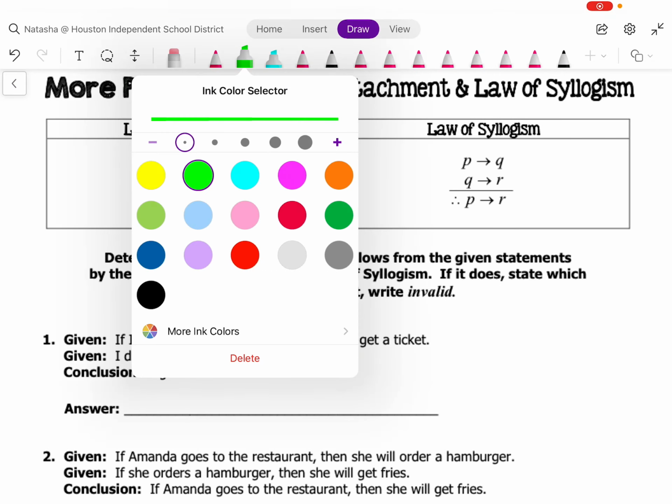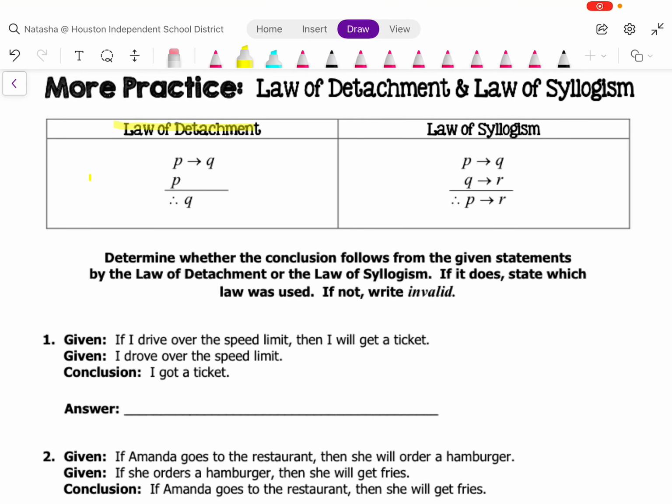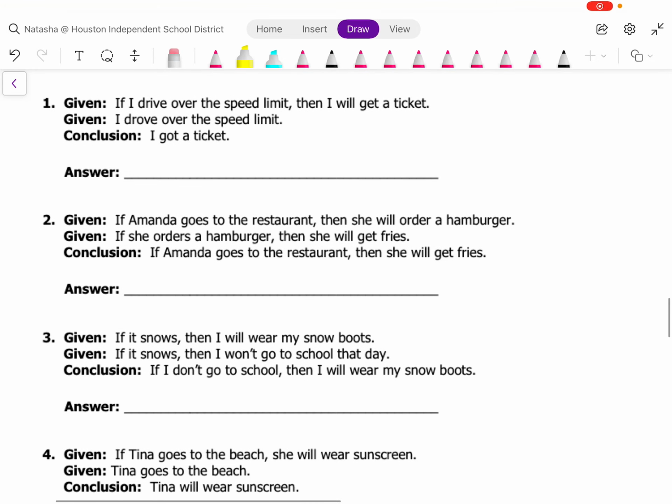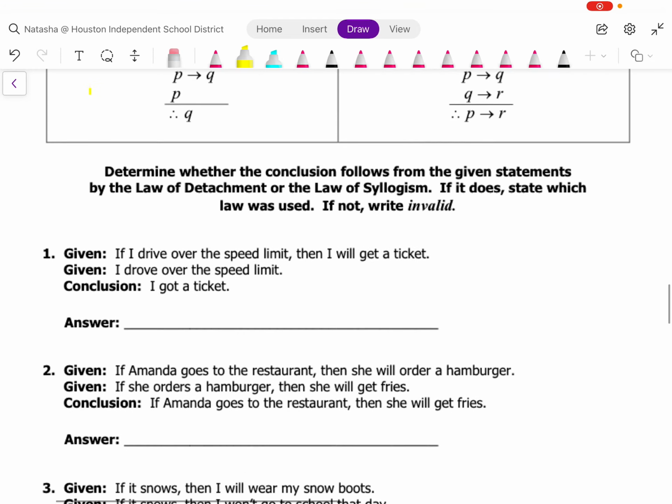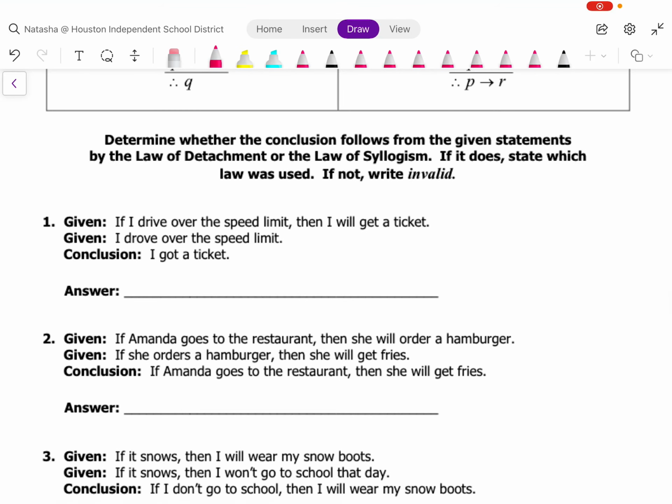Sorry about that. All right, so doing more practice. Again, we have our patterns for law of detachment and law of syllogism. Here we're going to look through these and determine whether they are law of detachment or law of syllogism. The easiest way to do this is to use your mapping.